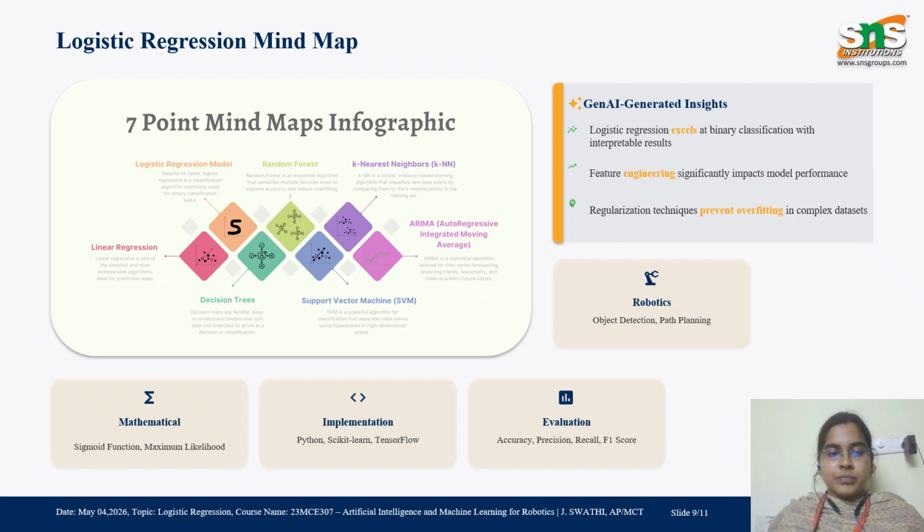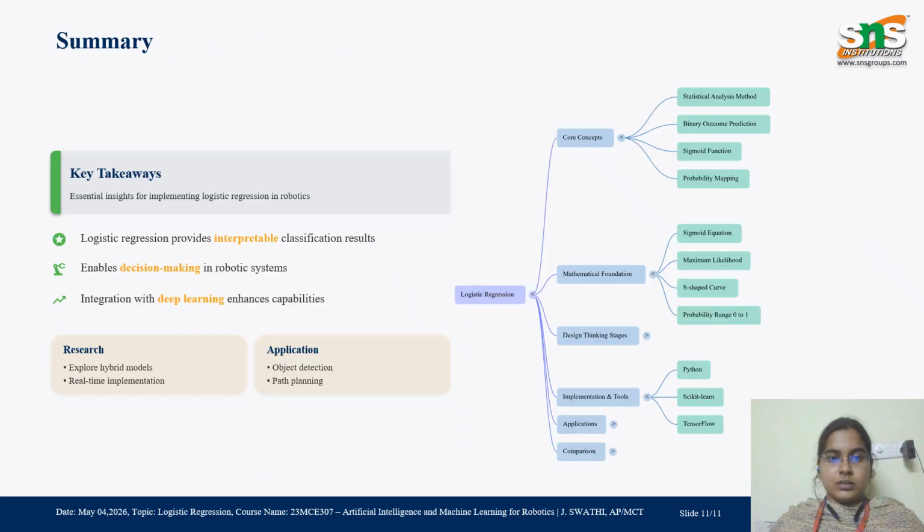Next, we will discuss the other clustering techniques and algorithms. Finally, logistic regression provides interpretable classification results, enables decision making in robotic systems, and integration with deep learning enhances capabilities. So in the next lecture, we will discuss other upcoming algorithms.